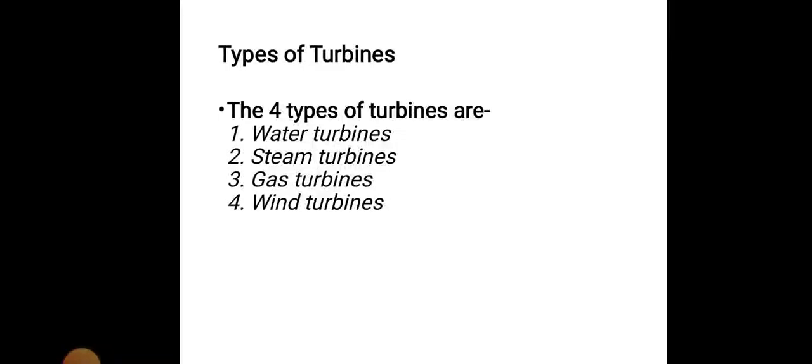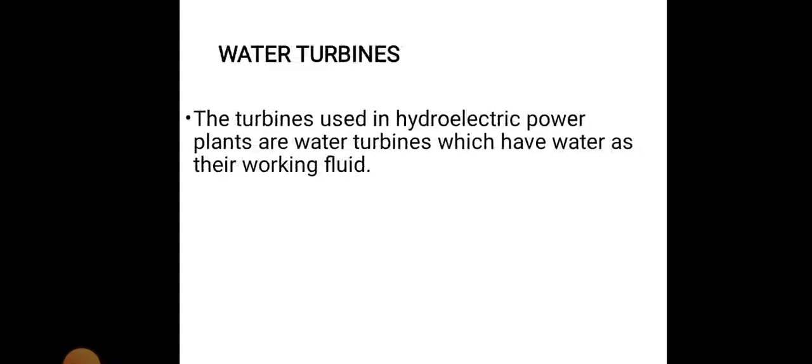So next, different types of turbines. There are four types of turbines: water turbine, steam turbine, gas turbine, and wind turbine. First of all, we are going to see the water turbine. The turbines used in a hydroelectric power plant are water turbines, which have water as their working fluid. First of all, millions of liters of water are collected in the dam.